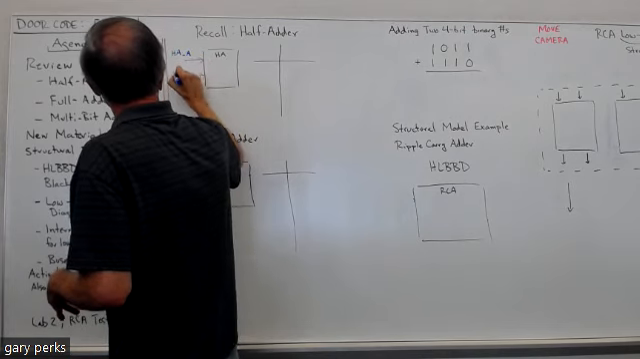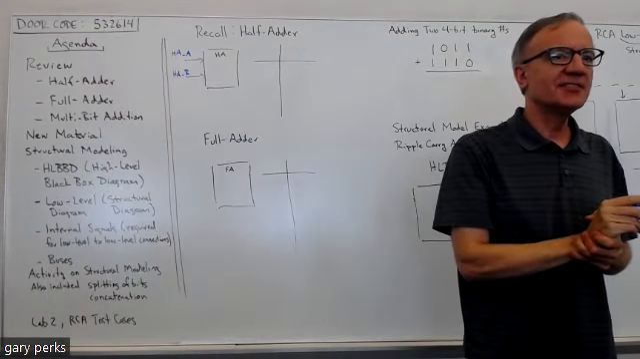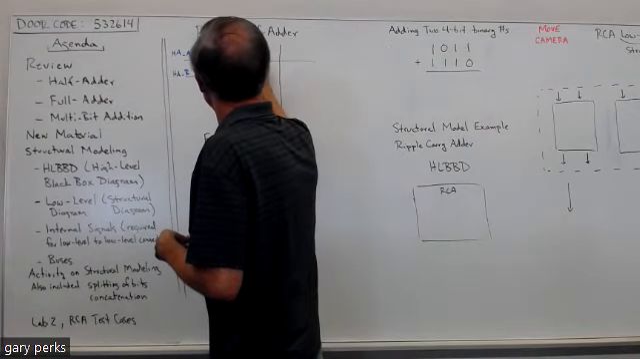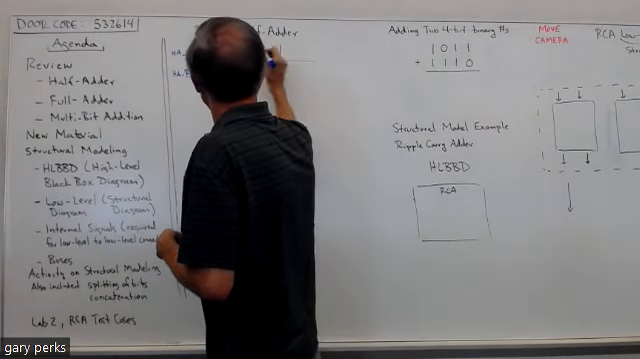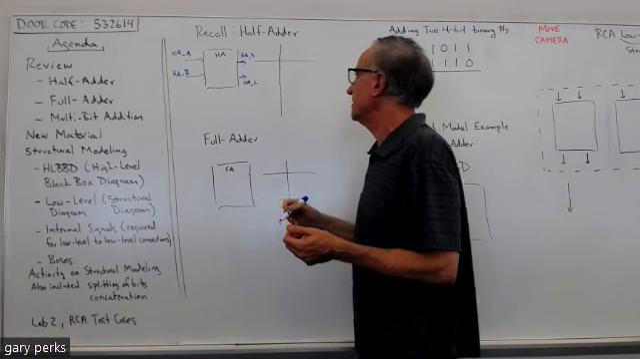So maybe HA underscore A and HA underscore B would be a little more descriptive. And then how many outputs for the half adder? Two. One is the sum, and the other you could just call C.